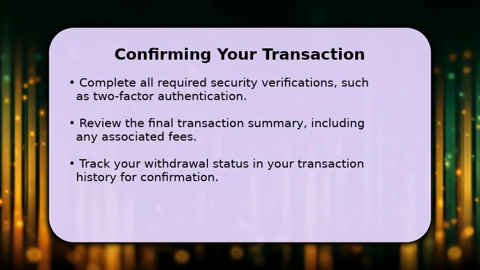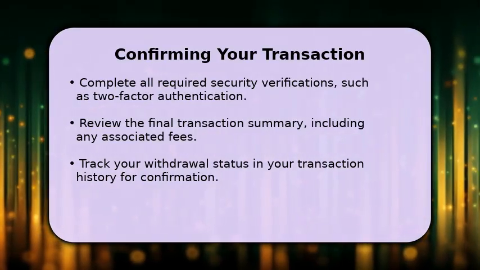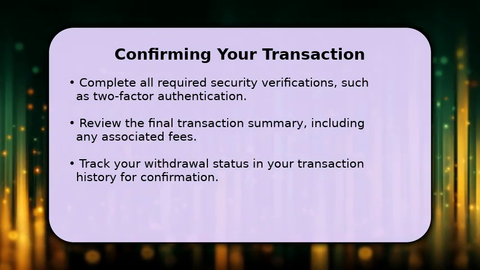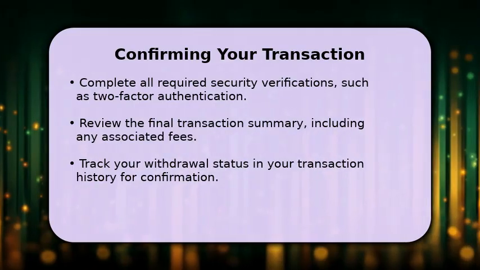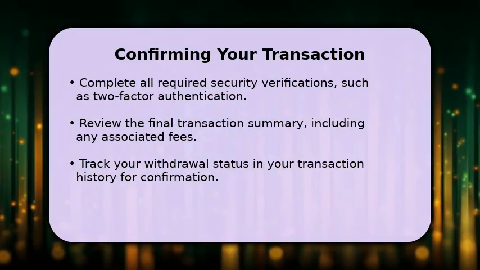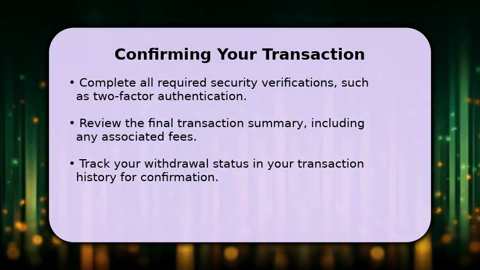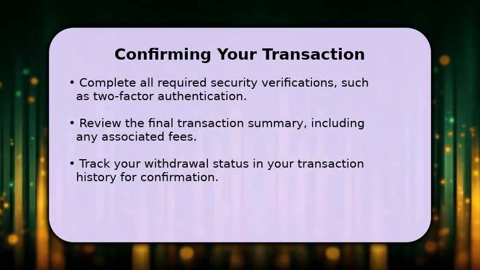To finalize your transfer, you will need to complete any required security verifications, such as entering a two-factor authentication code. Take a moment to review the final transaction summary, double-checking the address, amount, and network, along with any displayed fees. Once confirmed, your crypto will be sent. You can then track the status of your withdrawal in your Binance transaction history, typically found in your wallet section, to ensure it reaches its destination.